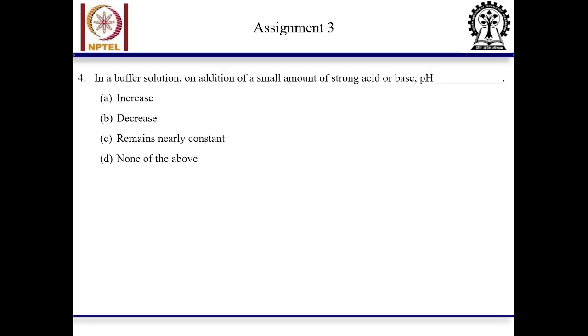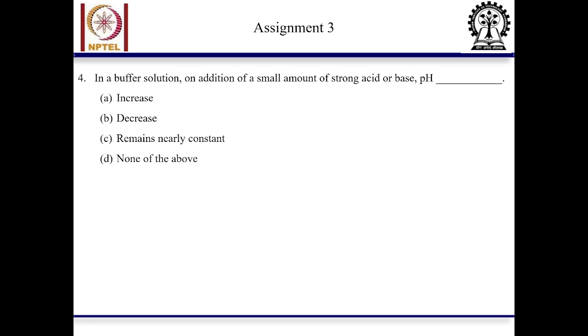In a buffer solution, on addition of a small amount of strong acid or base, the pH will: A, increase; B, decrease; C, remain nearly constant; or D, none of the above. Can anyone tell the answer for question number 4? Yes, Shweta is saying C. Surya is also saying C.